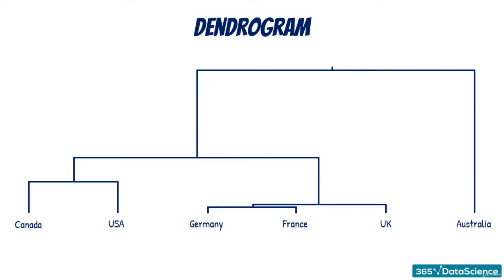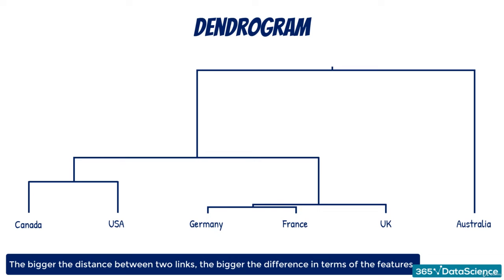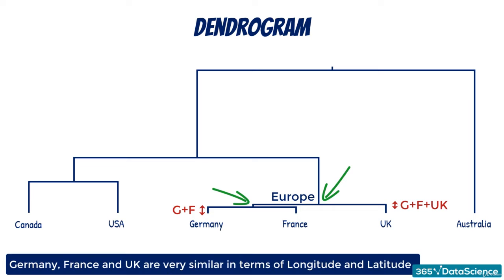Okay, cool. What other information can we get from the dendrogram? Well, the bigger the distance between two links, the bigger the difference in terms of the chosen features. As you can see, Germany, France, and the UK merged into one cluster very quickly. This shows us that they are very similar in terms of longitude and latitude. Moreover, Germany and France are closer than Germany and UK, or France and UK.